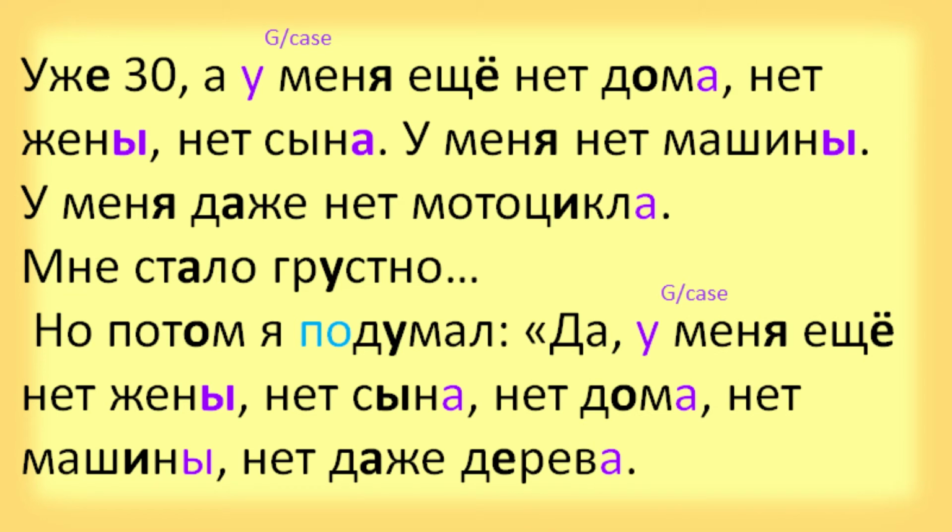Уже 30, а у меня еще нет дома, нет жены, нет сына. I am already 30 and I don't have a house yet. I don't have a wife. I don't have a son. У меня нет машины. У меня даже нет мотоцикла. I don't have a car. I don't even have a motorcycle. Мне стало грустно. I felt sad.